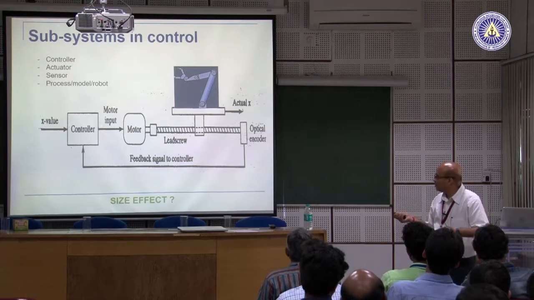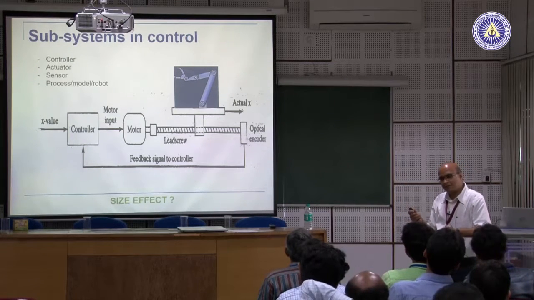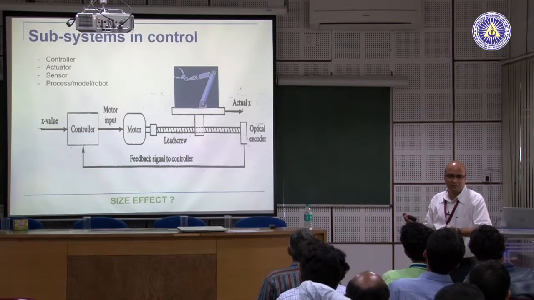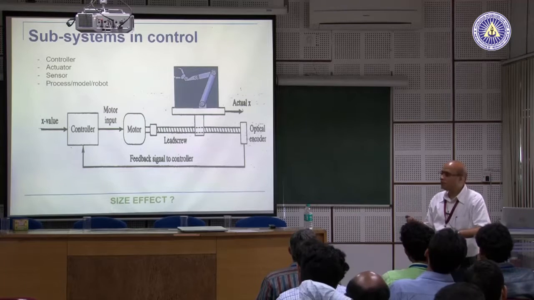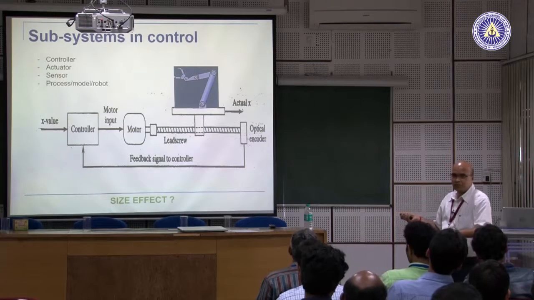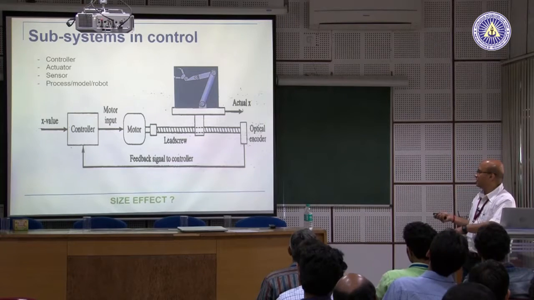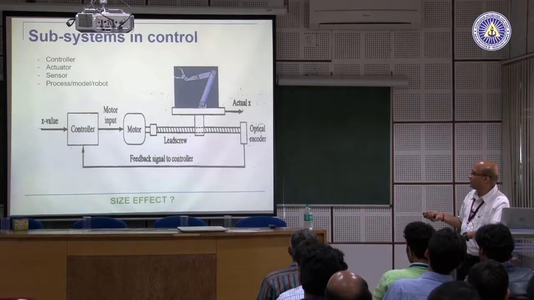So, an actuator essentially converts energy from one form to another. It can be electrical, thermal, chemical, any form of energy, but essentially it is converting energy from one form to another. In this case, it is converting electrical energy to mechanical energy. Why? Because this is mechanical motion. So electrical energy to mechanical energy, an actuator converts energy from one form to another.